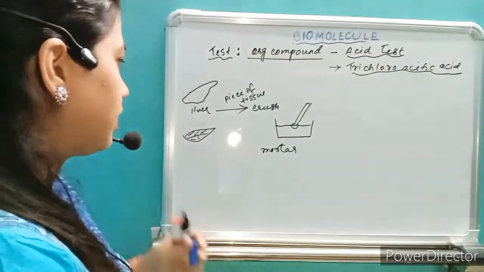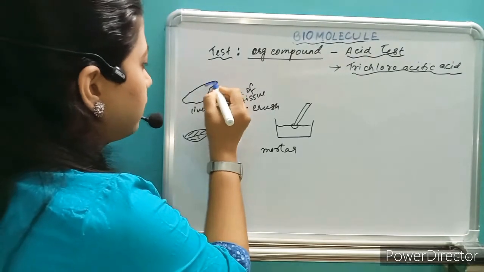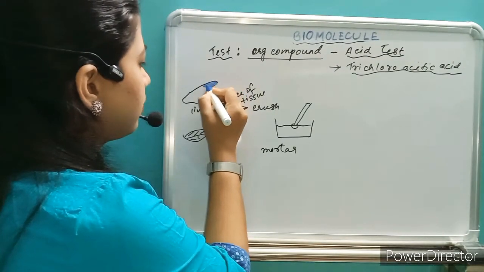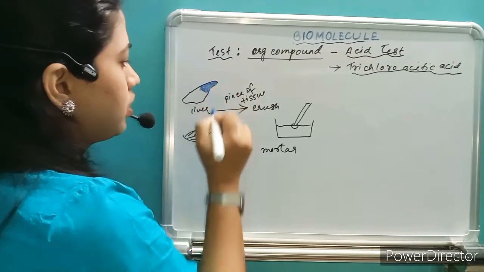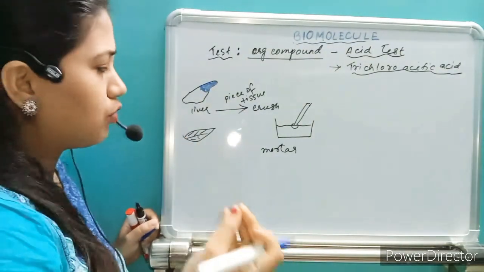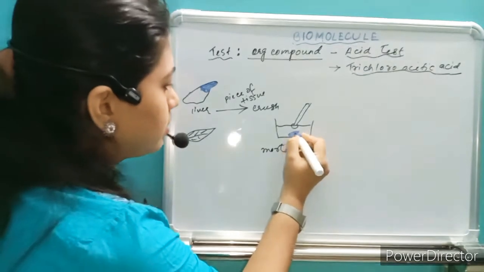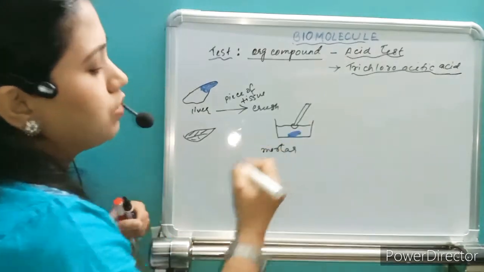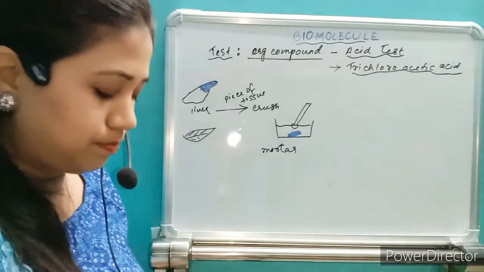Suppose we have taken a piece of a part, just a very small part of liver. Liver is around 1.5 kg weight. We don't require that much. We can take only a part. Then after that, that part of the liver, we have to crush it into a fine paste.